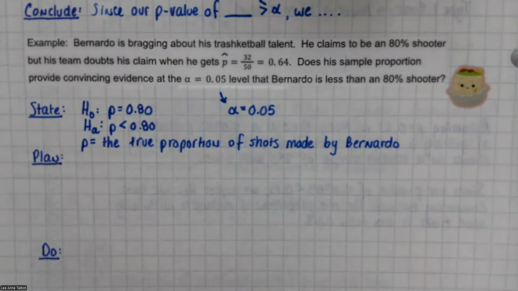Okay, just a note, chapter 8, this would say something like 95% confidence interval for P equals the true proportion of shots made by Bernardo. Does that make sense?